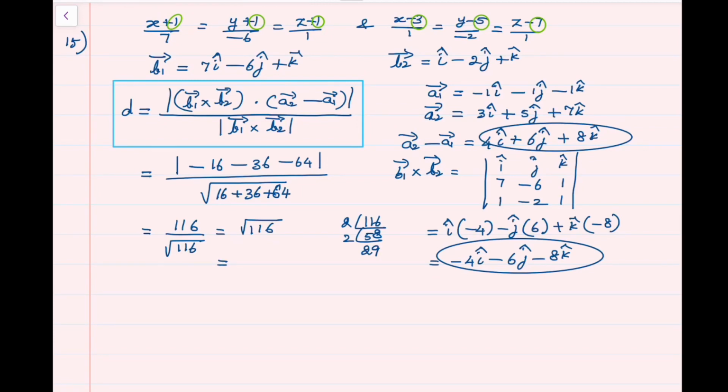Which is equal to 2 times root 29 units.